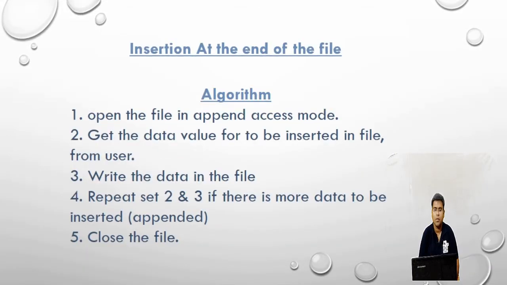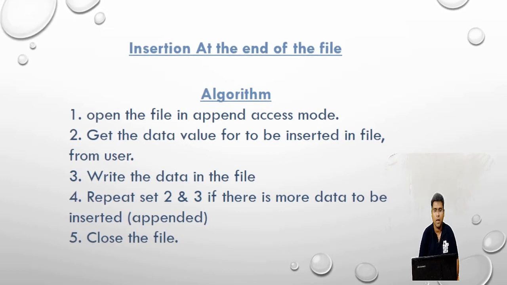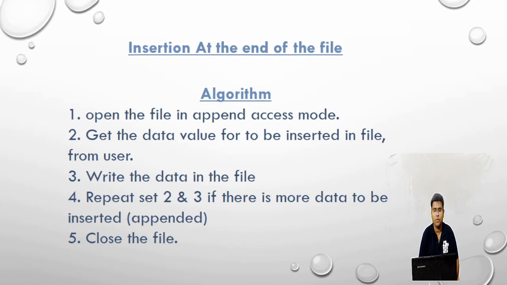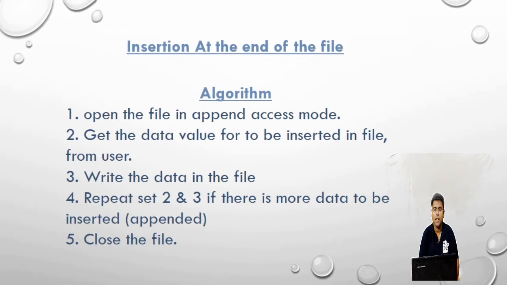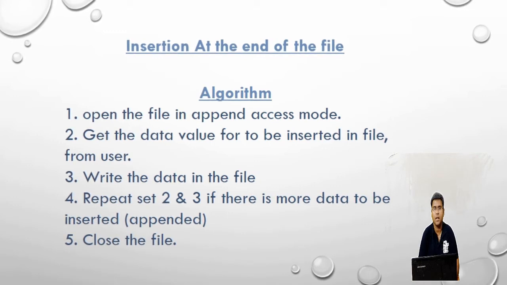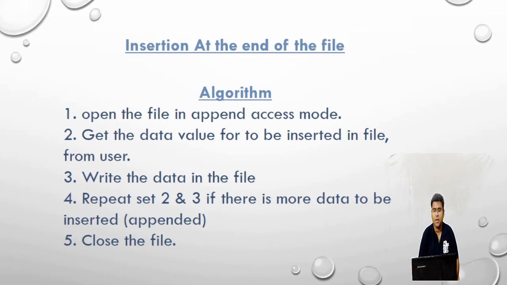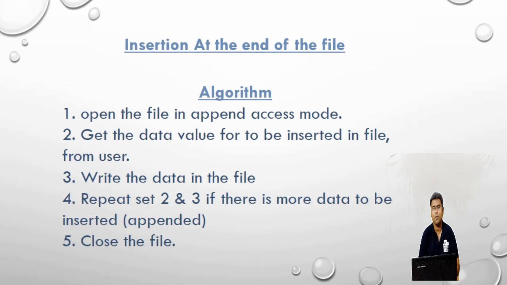So here we are going to discuss how to insert data at the end of a file. So here is the algorithm. First, all I have to do is to open the file in append access mode. I will open the file in append mode. Next, all I have to do is to get the data value which is to be inserted from the user. I will take the data from the user, and after that, step number 3, all I have to do is to write the data in the file. I will write the data.